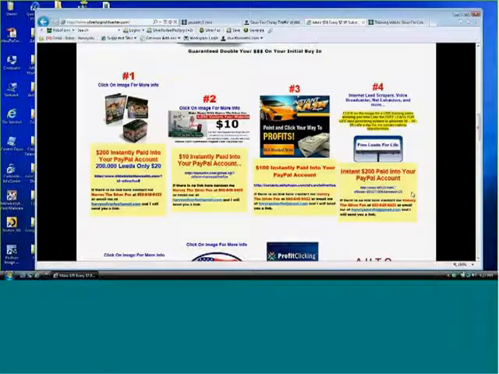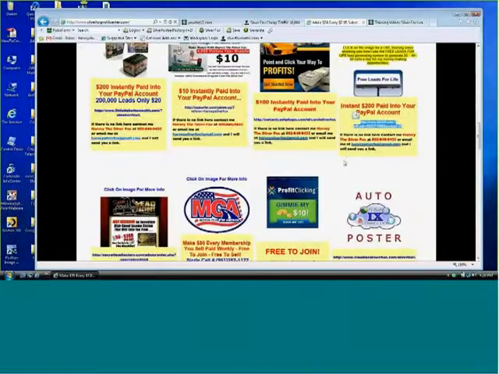Here's another one. This one you make $200 instantly paid into your PayPal account. When you buy your sponsor out, you get the $200. If you don't buy your sponsor out and you work the system, building that whole organization to infinity, your sponsor's link stays on this page to infinity. I'll get back to the flow chart in just a minute.